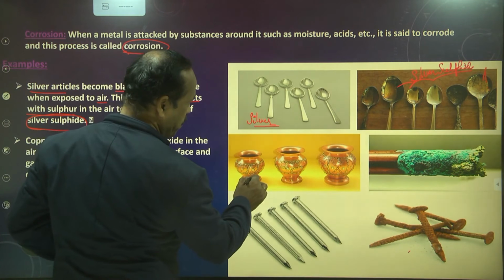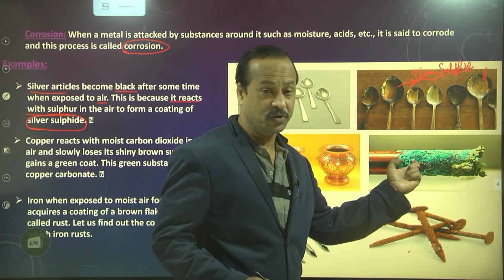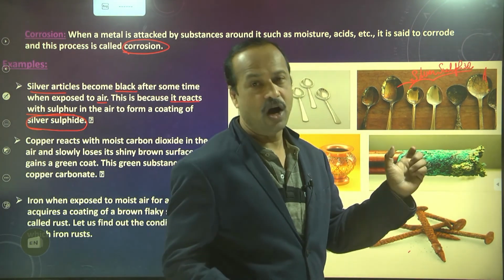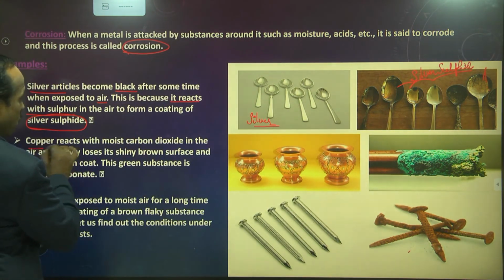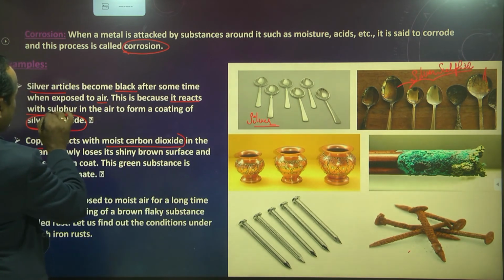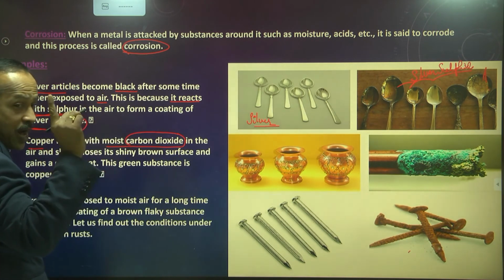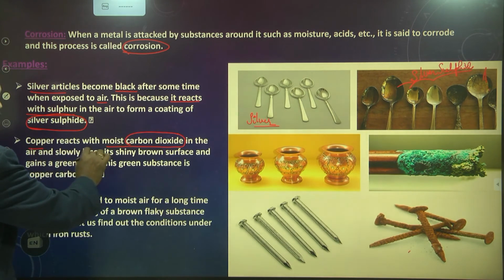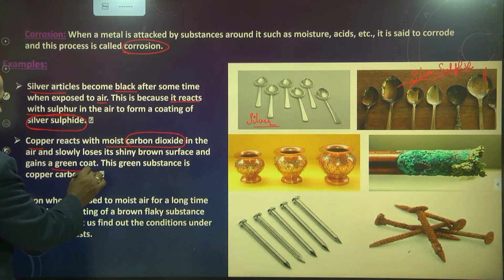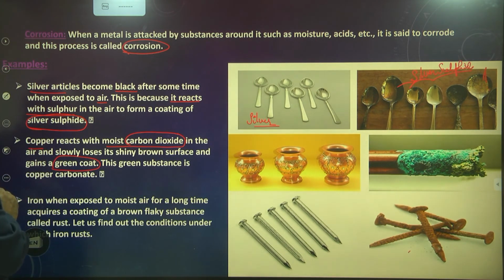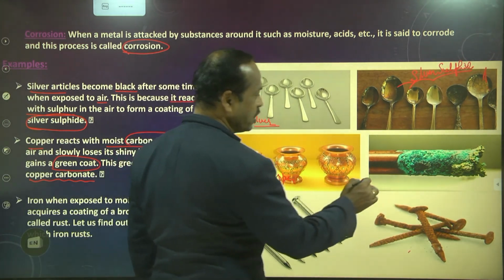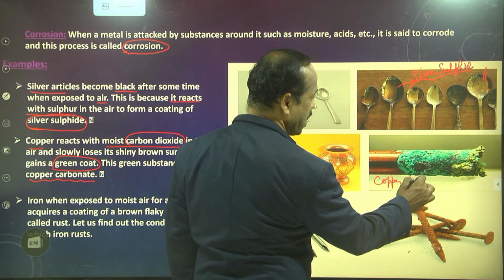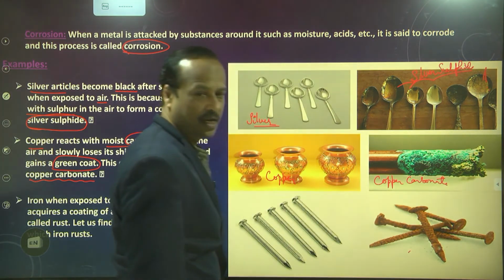Next, you see here, this is copper. Copper also gets corroded, and you can see it turned green in color. Generally we can see this in bathrooms or water pipes. Here the copper reacts with water and moist carbon dioxide, and slowly loses its shiny brown surface and gains a green coating. This is called copper carbonate. So this is pure copper, and on exposure it becomes copper carbonate, which is green in color. Is this clear?